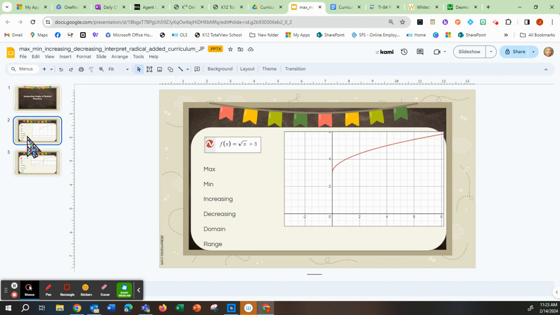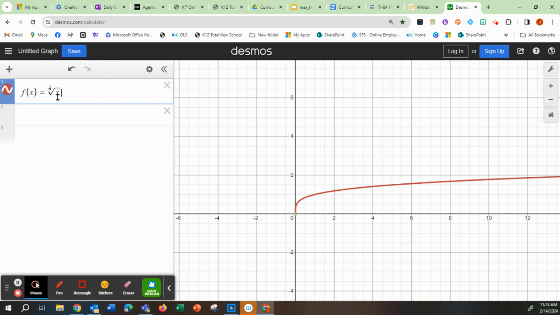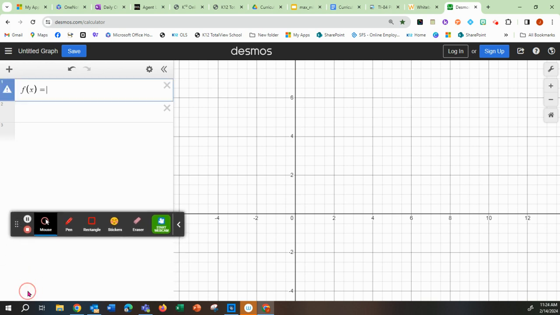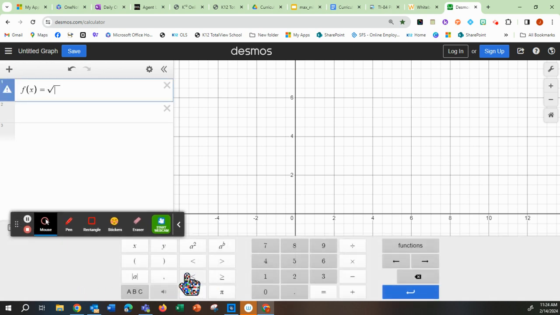If we take a look at the left-hand side and the right-hand side, we could go into Desmos and pull this up, but it actually starts here with a closed circle. And then if we took Desmos and we panned it over, the graph would continue to go forever and ever to the right. So I'm going to just show you really quick. We'll throw this graph into Desmos so you can see it live. Square root of x, and then I think it had plus 3.